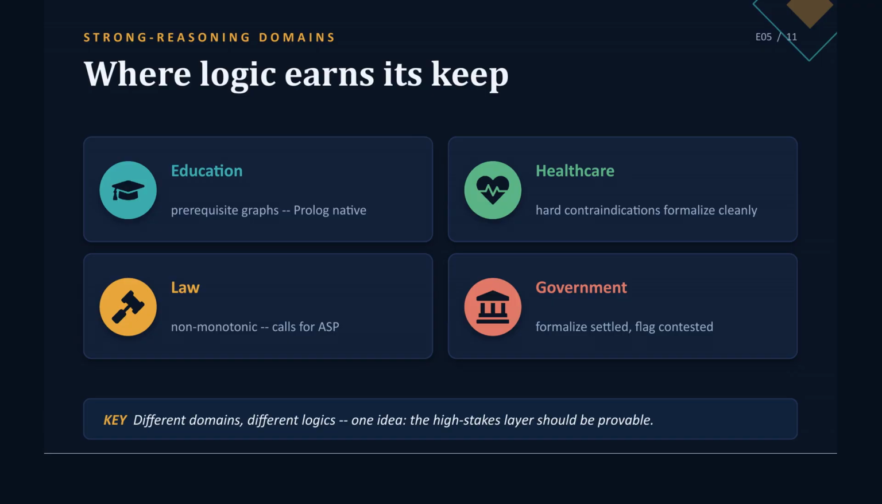Education, where prerequisite dependencies form a clean graph that Prolog handles natively. Healthcare, where hard contraindications, never give X with Y, formalize beautifully, even if the softer trade-offs do not. Law, where reasoning is non-monotonic, a later statute overrides an earlier one, which calls for a different formalism, answer set programming, rather than plain Prolog. And government policy, where the trick is to formalize only the settled parts, and to keep the genuinely contested parts as flagged conflicts, not as rules. Different domains, different logics, but the same core idea, that the high-stakes layer deserves to be provable.